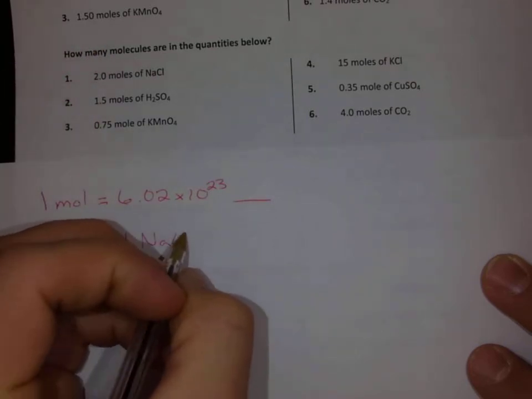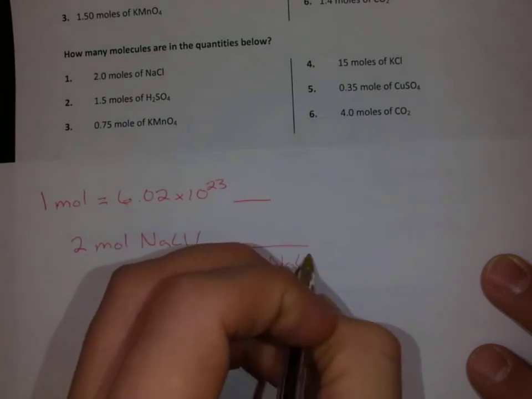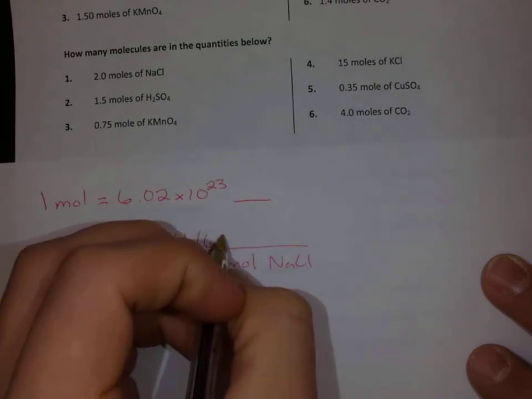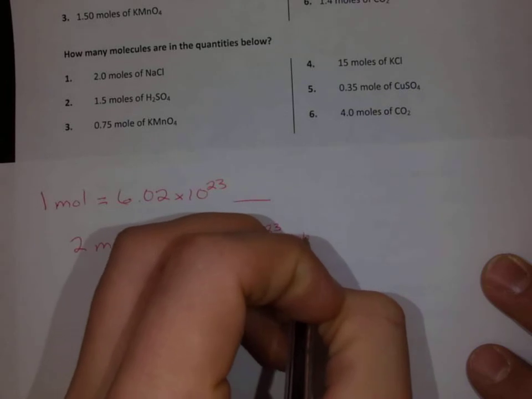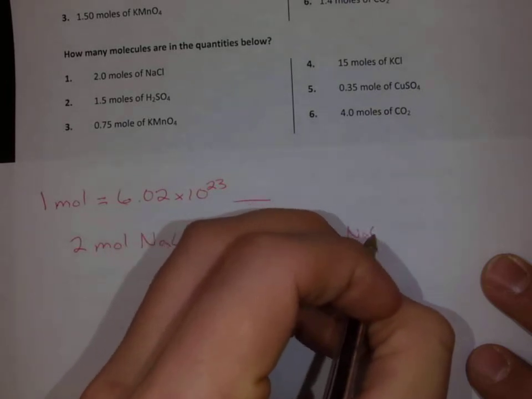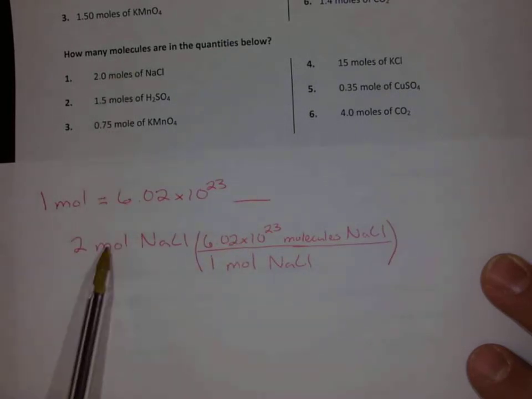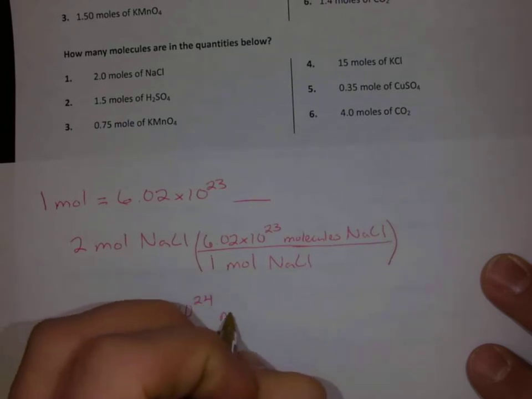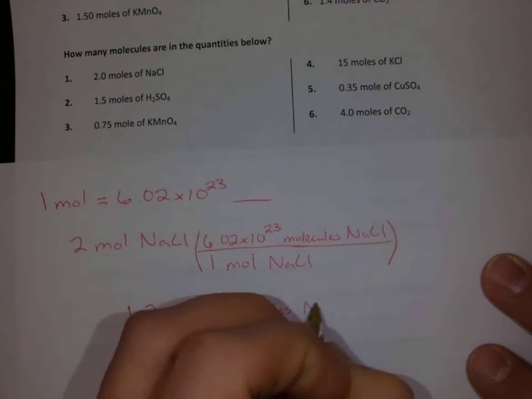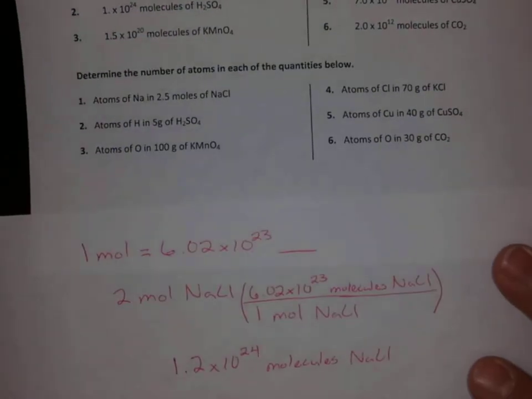of NaCl, I know that my conversion is that 1 mole of NaCl, we're going to cancel our units, is 6.02 times 10 to the 23rd molecules of NaCl. So when we want to convert to molecules, we need to use Avogadro's number. If I do that, that should be like 1.2 times 10 to the 24th molecules of NaCl. And we can, of course, then go to atoms.